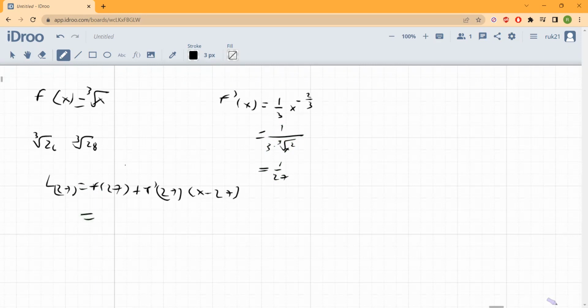Cool, let's plug everything in. So f at 27 is just 3. So it's 3 plus 1 over 27 times x minus 27, which equals, so x over 27, and 1 over 27 times 27 is just negative 1. So 3 minus 1 is 2. So it's x over 27 plus 2.